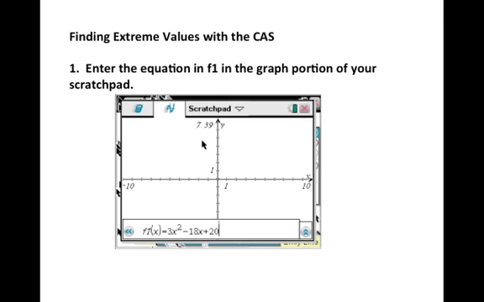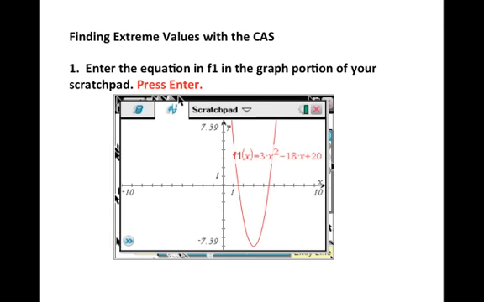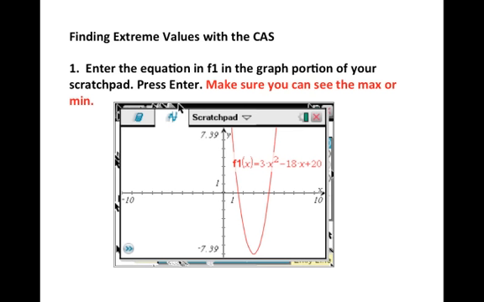Okay, so here is a screenshot of my calculator where I have entered the function in F1. I haven't hit enter yet. I've just typed it in. Once I press enter, I get a picture of my function. Okay, so there it is. I can look at it. You want to make sure you can see the maximum or the minimum. Now I'm looking at this. I can see that this opens up. That makes sense because a is positive 3.